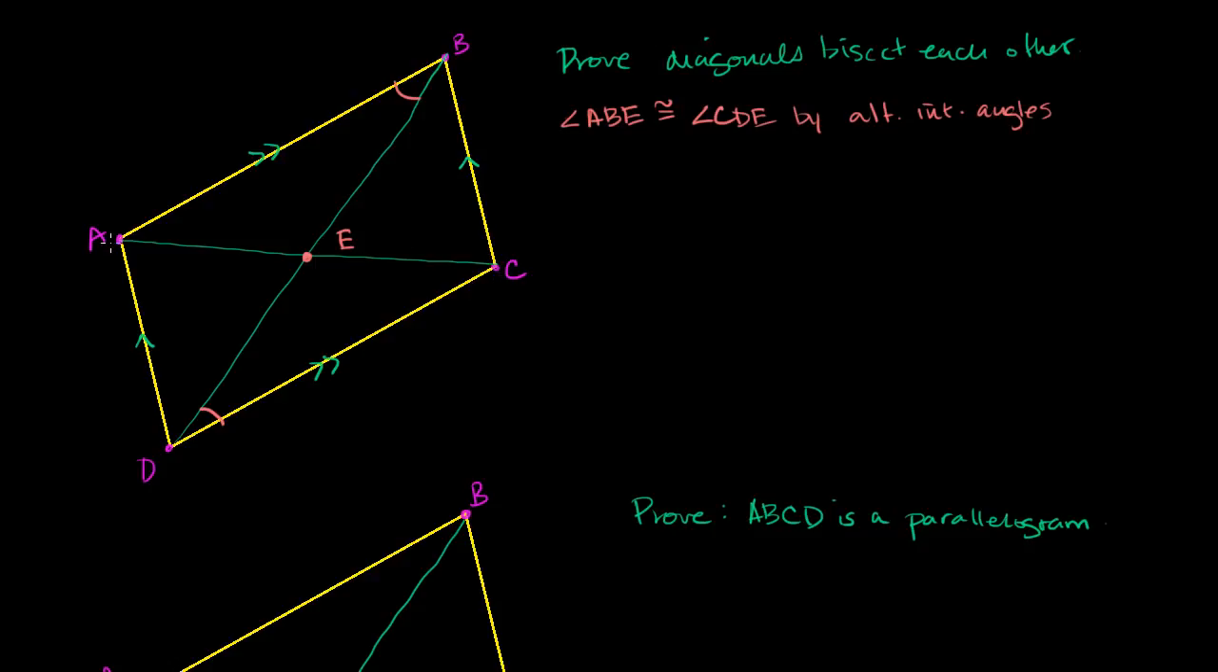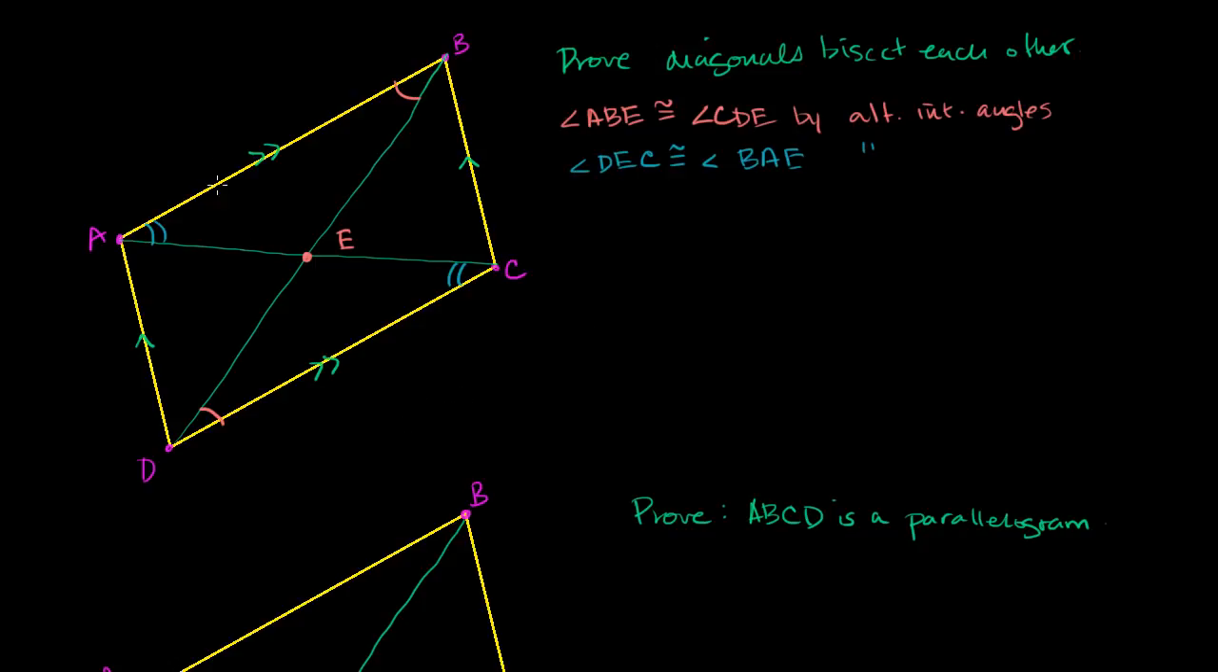argument. It intersects here and here. These two lines are parallel, so alternate interior angles must be congruent. So angle DEC must be, so let me write this down. Angle DEC must be congruent to angle BAE for the exact same reason.